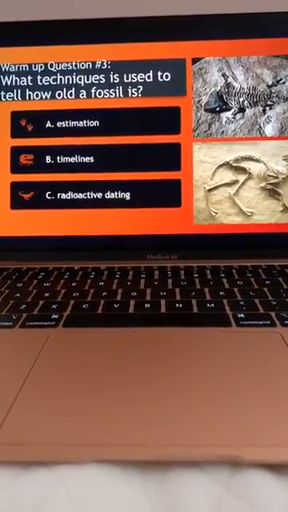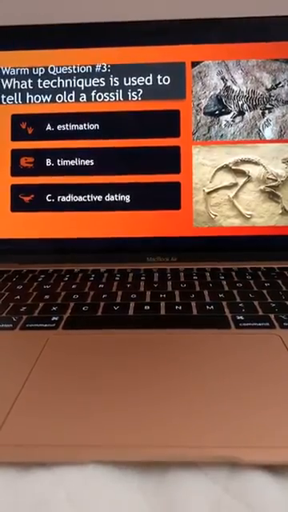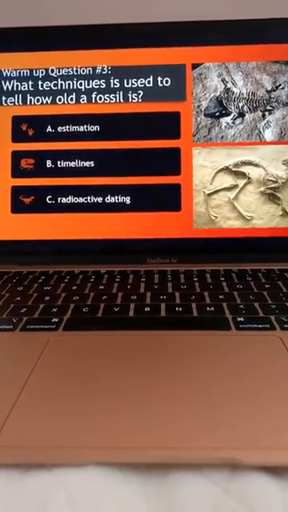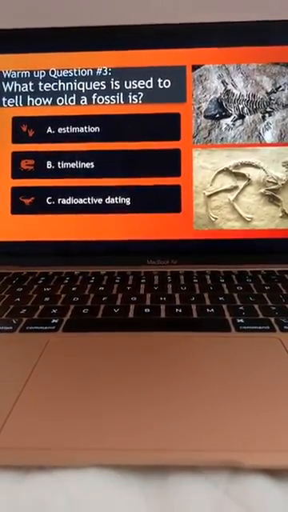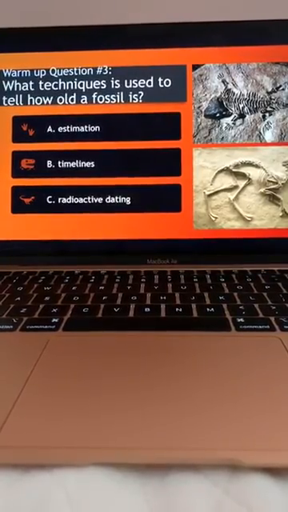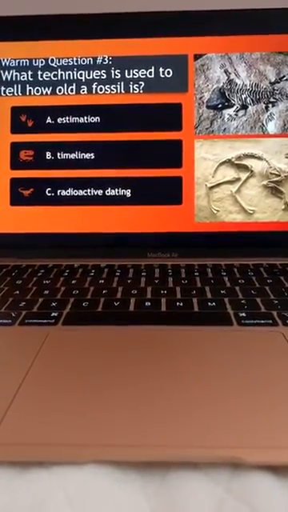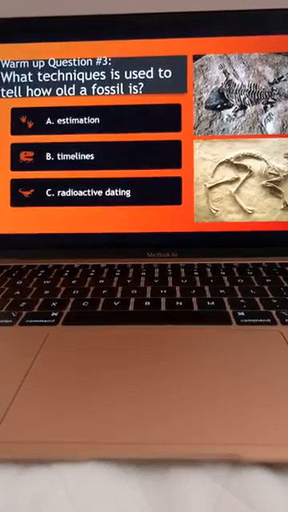Question number 3, what technique is used to tell how old a fossil is? A, estimation. B, timelines. Or C, radioactive dating.